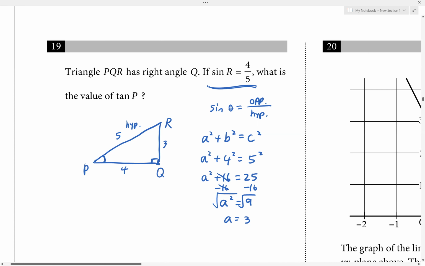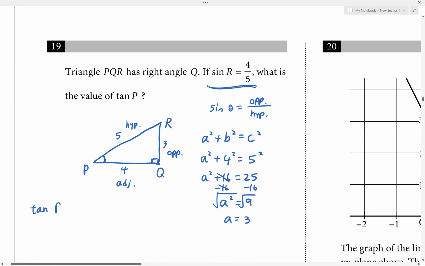According to angle P, its opposite side should be right across from angle P, so the 3 is the opposite side. Its adjacent side will be right next to the angle, so 4 is the adjacent side. That's how we label this. If we're looking from angle P, 3 is the opposite side and 4 is the adjacent. So now we can answer the question.